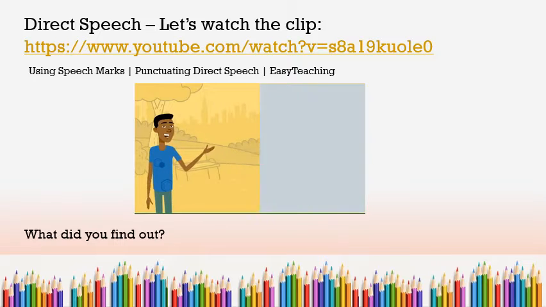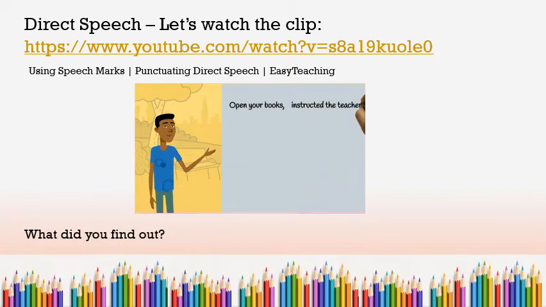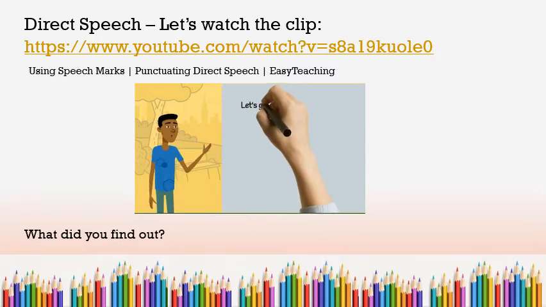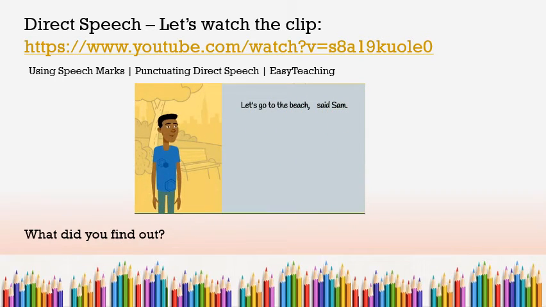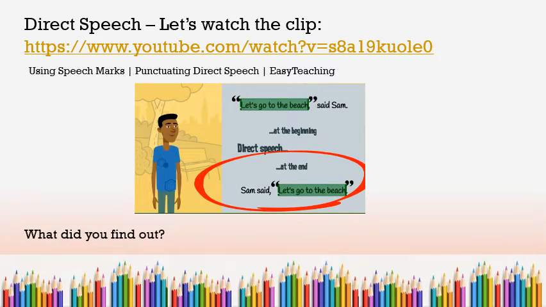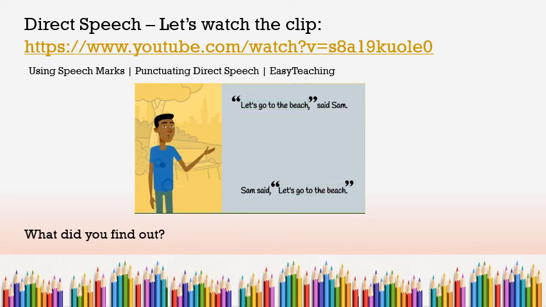Here are some examples. "Open your books," instructed the teacher. "Let's go to the beach," said Sam. Within a sentence, the direct speech can go at the beginning, like this, or it can go at the end, like this. Sam said, "Let's go to the beach." Notice that no matter which order, a comma separates the direct speech from the person talking.